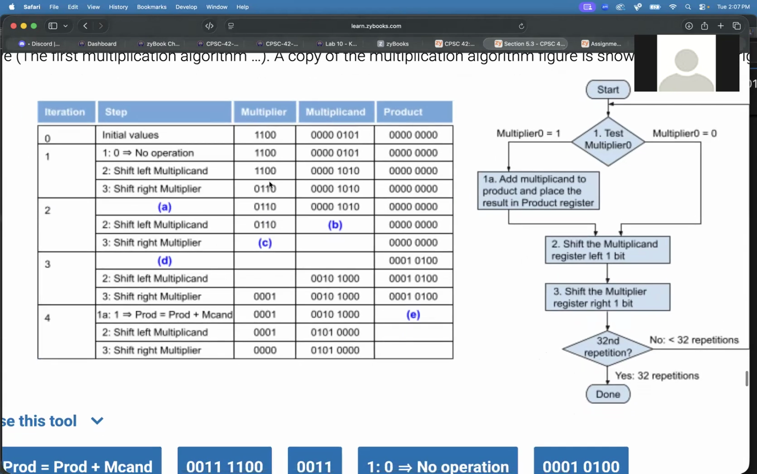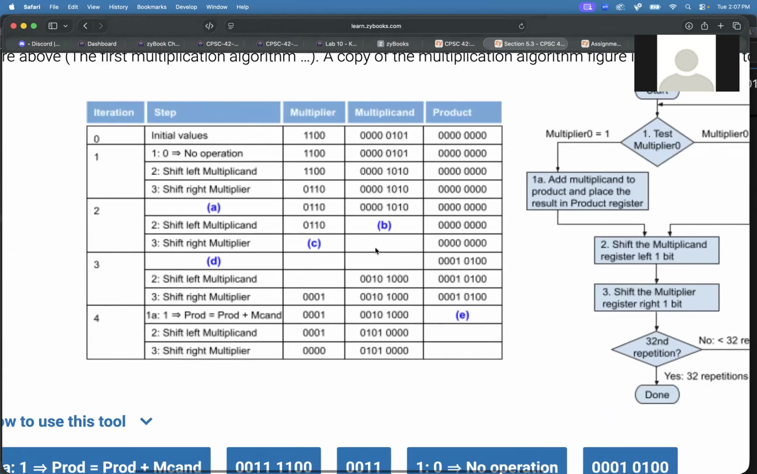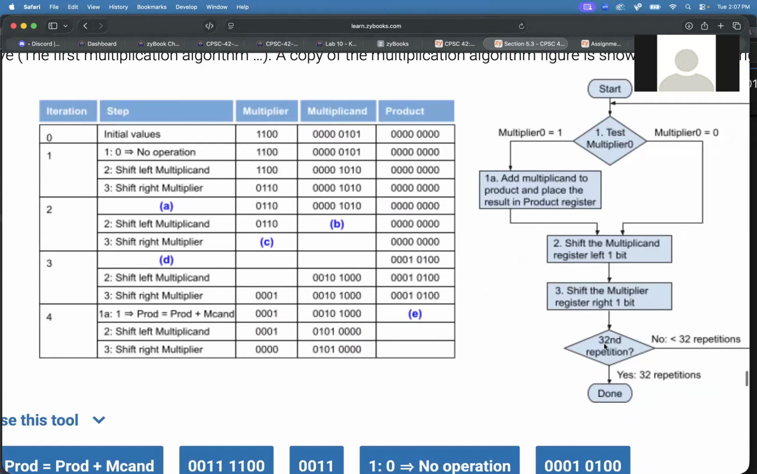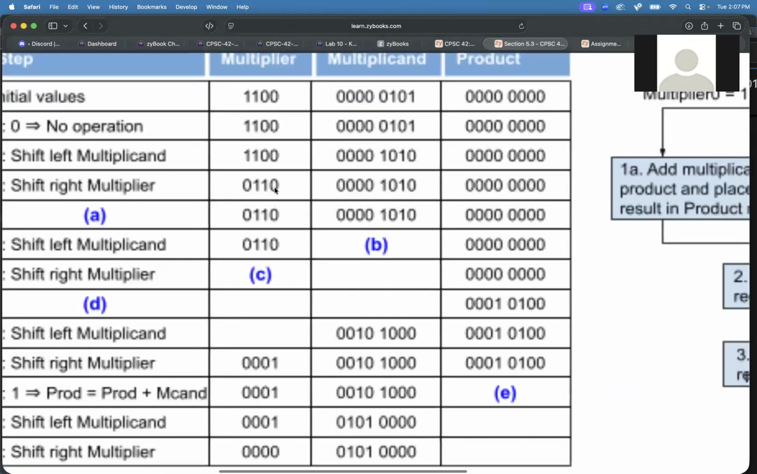Then now we want to go down to the next big step. So we're at the 32nd repetition? No, so you go back up top. And now we're looking at this row where we left off. And we are now going to look at bit 0 of the multiplier again. So we're looking right here, this bit.